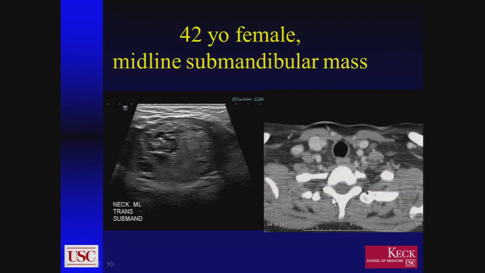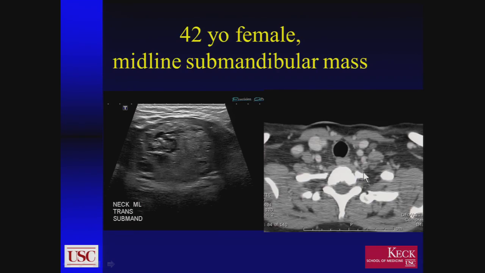So this is an interesting woman. She was a 42-year-old lady, and she presented with what she described as a pretty long-term mass sitting underneath of the midline, underneath of her mandible, in the submandibular area. And when we looked at her with ultrasound, we found that there was this heterogeneous mass, had some little echogenic foci, so we were kind of wondering, could this be an ectopic rest of thyroid tissue?